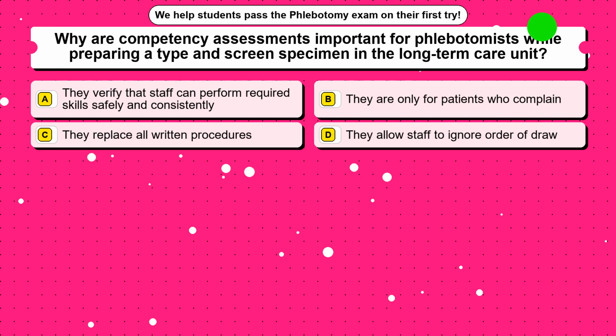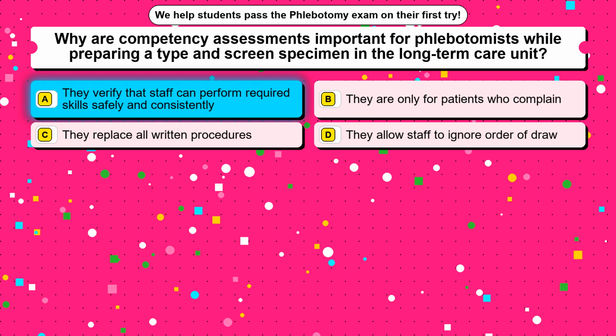Question 71. Why are competency assessments important for phlebotomists while preparing a type and screen specimen in the long-term care unit? Option A. They verify that staff can perform required skills safely and consistently. Option B. They are only for patients who complain. Option C. They replace all written procedures. Option D. They allow staff to ignore order of draw. The correct answer is option A. They verify that staff can perform required skills safely and consistently.